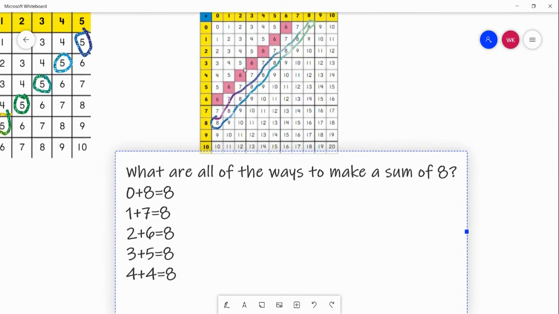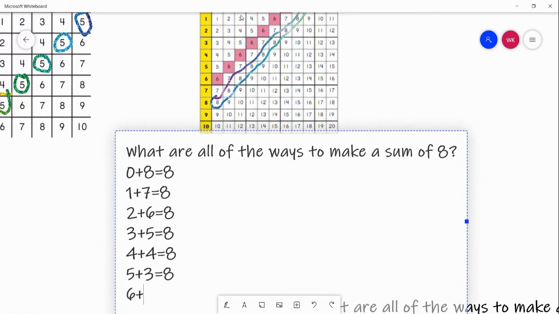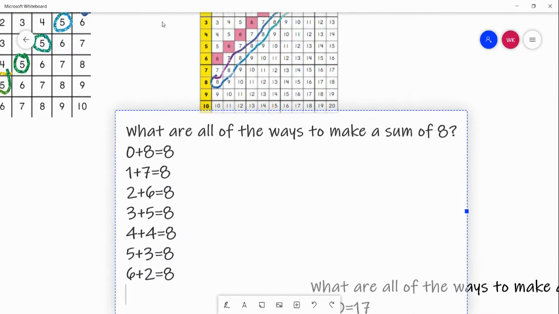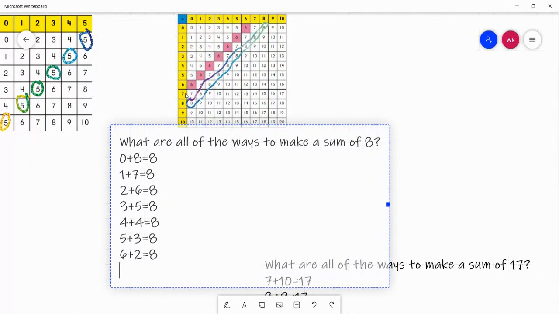Our next one is 5 plus 3 equals 8. The next one is 6 plus 2 equals 8. Our next one, I need to make it a little bigger. 7 plus 1 equals 8. And last but not least, 8 plus 0 equals 8.